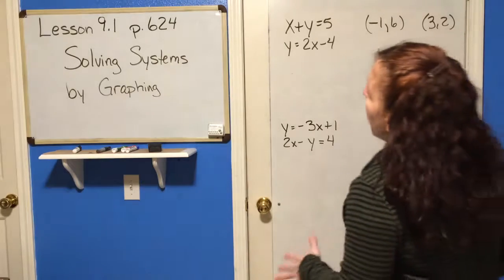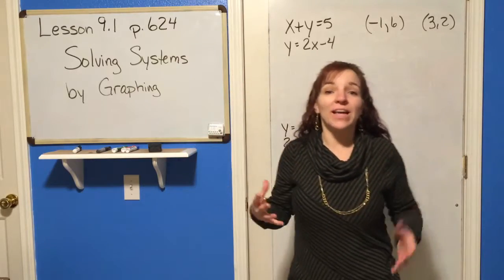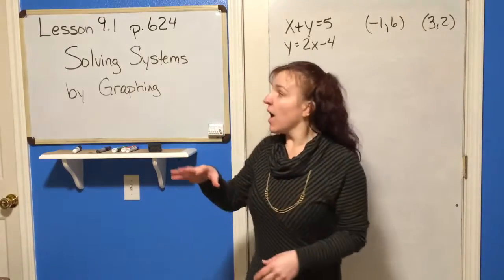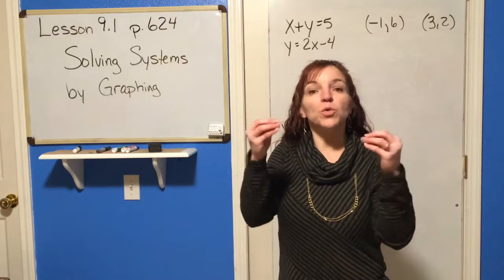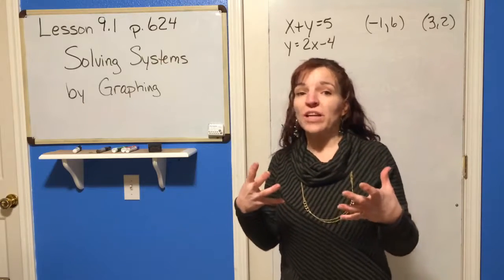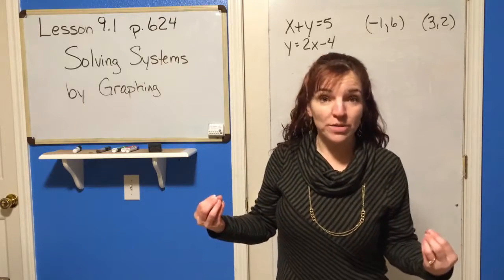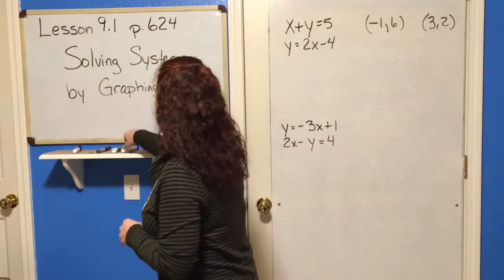Section 9.1 is on solving systems by graphing. Now, all of Chapter 9 is going to be solving systems. Remember, systems are a group of two or more equations. So to solve those, what we're doing is we're trying to find two unknowns instead of just one. So the first thing that we will do is this.